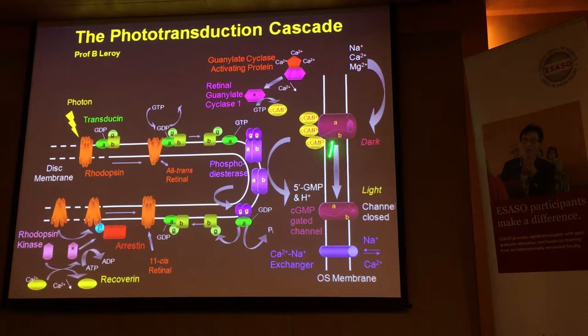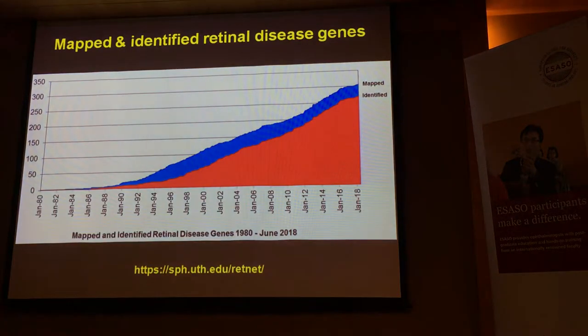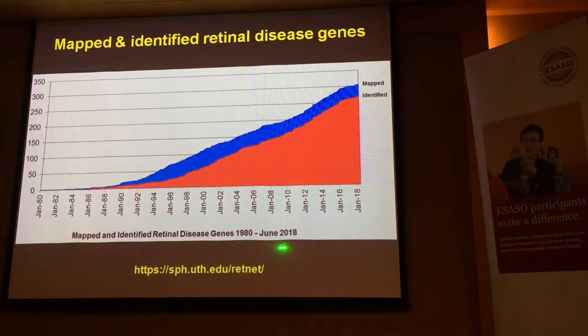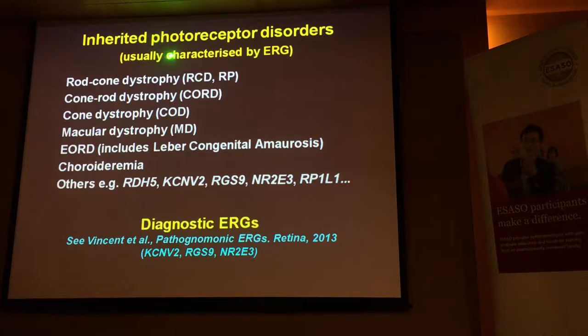And the only purpose of this is to show you that the genes encoding these proteins all can be mutated. And all will give disease. So it's very important that you look at the function, because this is just simply the phototransduction cascade. And if we then extend that further, and we look at this from RetNet recently, this is up to date as of yesterday, we've got more than 300 mapped genes which are responsible for retinal disease. More than 250 have been identified, so it's very complicated, because they all manifest in different ways. And we use electrophysiology to characterize the nature of disorders.